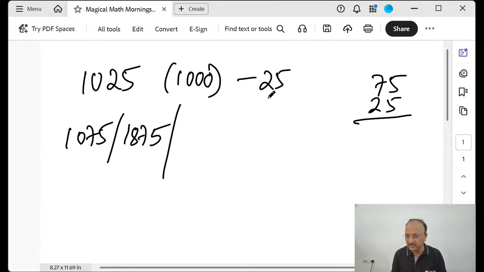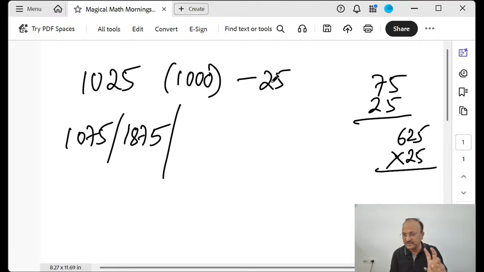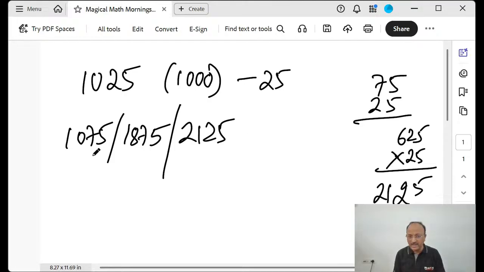25 cube requires some time. 25 square is 625, into 25 we should be able to do. Correct? Because I told you to learn the cubes up to 10. That's why the closer the numbers are to the base, the easier it is. Or else 25 cube only for some special numbers we are going to find out. 5 fives are 25, 2 carry... it is 15625. This is 2125.